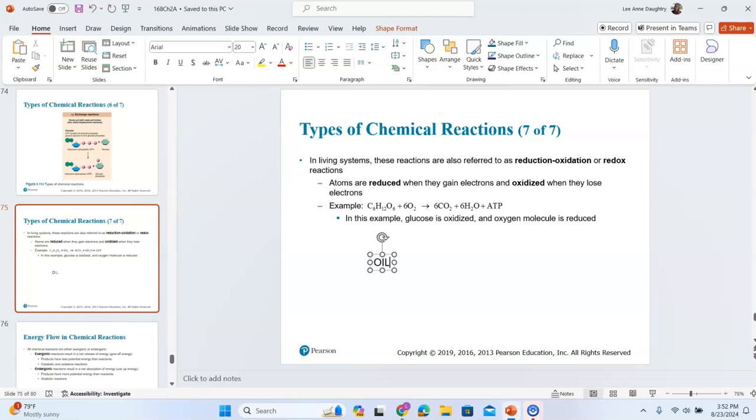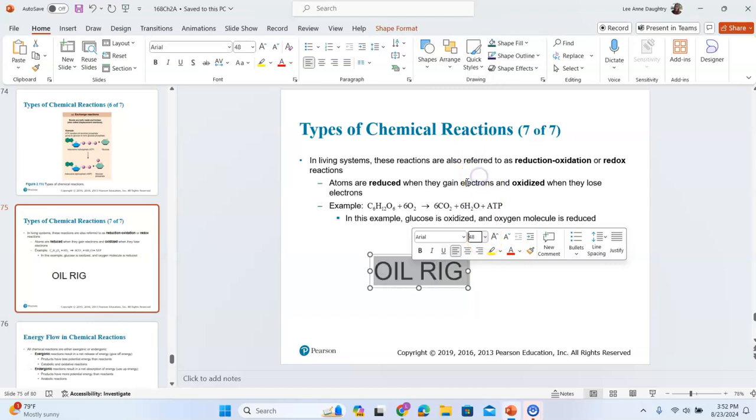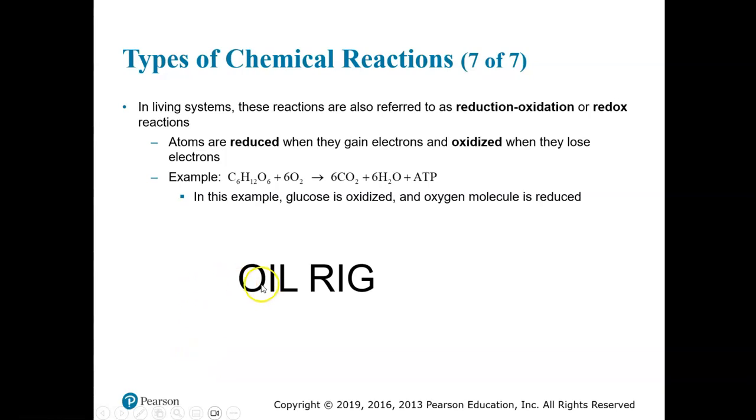OIL RIG. And that means oxidation is loss, reduction is gain. Oxidation is loss of electrons, reduction is gain of electrons. Okay, oxidation is loss of electrons. Reduction is gain of electrons.